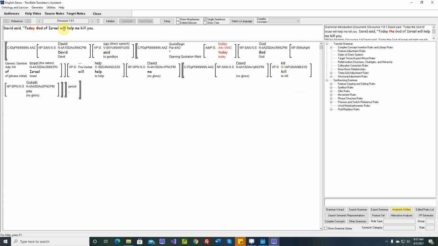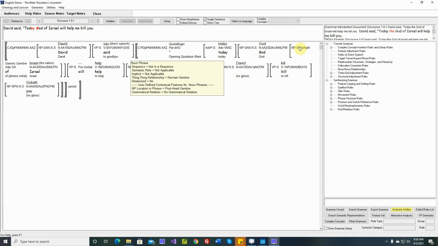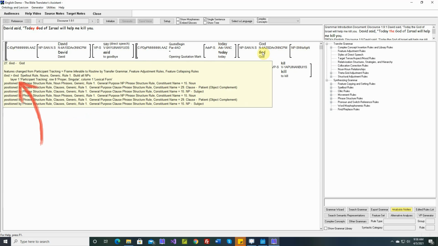David said, "Today, God of Israel will help me kill you." Today, the God of Israel. We want "the God." Normally, God is tagged as a proper noun, and normally proper nouns don't take articles. But if a proper noun is modified, in this case by a Norman genitive, or by a relative clause, for example, "the John that I met yesterday lives in California," then we do put an article before a proper noun. So if we look here, this was handled by layer 1, row 8, proper singular.